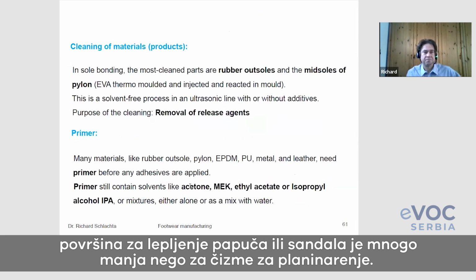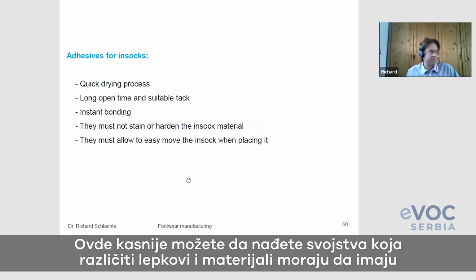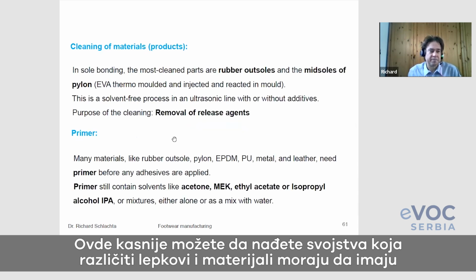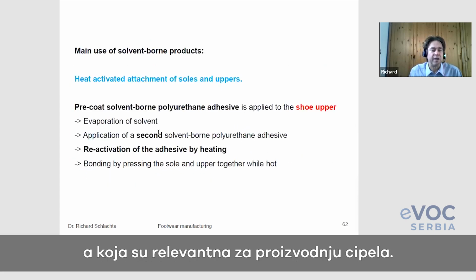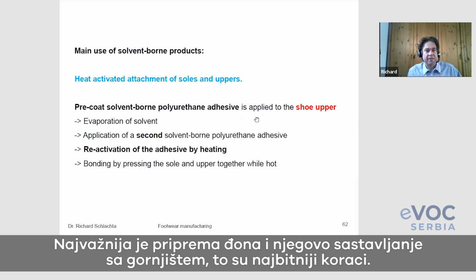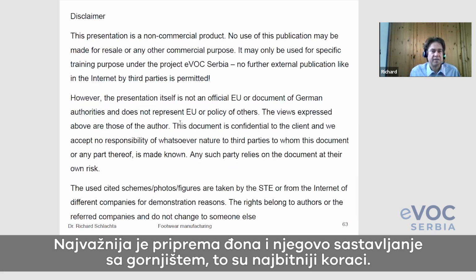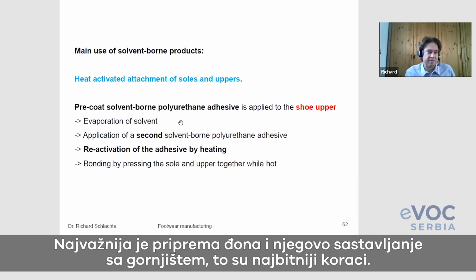So, here I look a little at the time. Here you will later find the properties that different glues and materials must have that are relevant for shoe manufacture. The most relevant point is the part where the sole is prepared and the sole and the upper are assembled. Those are the most relevant parts.